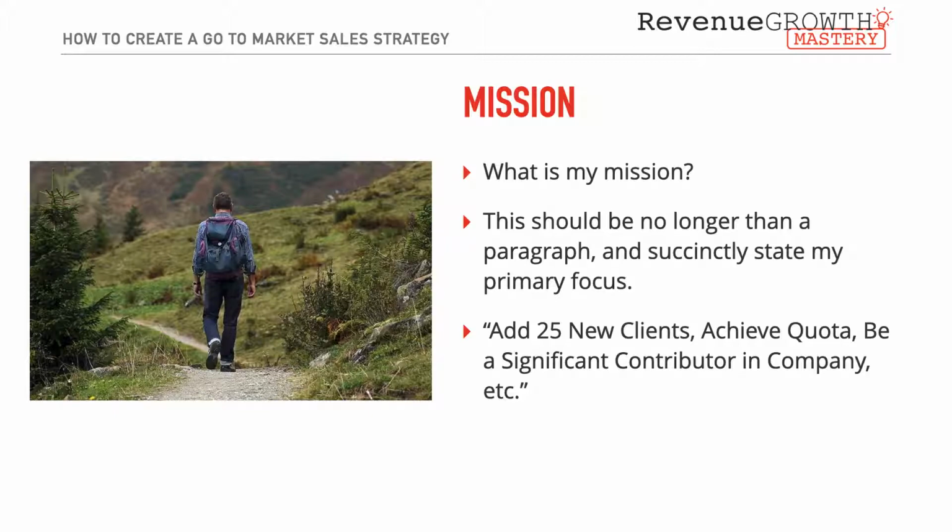Now, the second part of the executive summary is the mission. So what's your mission? And again, this should be pretty concise. It shouldn't be any longer than a paragraph and should succinctly state your primary focus. An example would be to add 25 new clients or achieve quota if I'm a sales exec, or to be a significant contributor to the company. But I'd recommend being as specific as possible inside the mission.